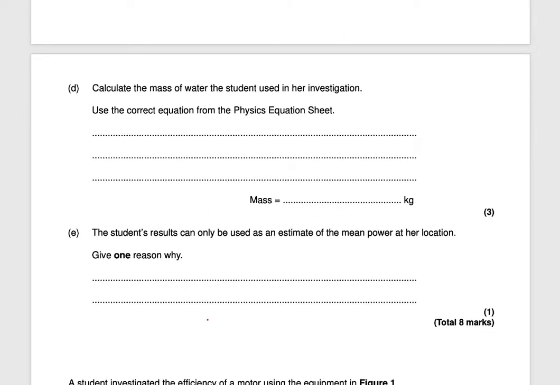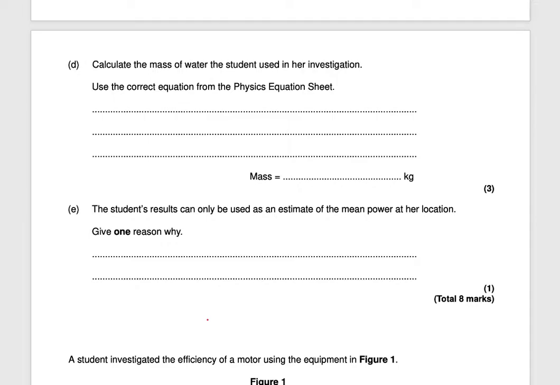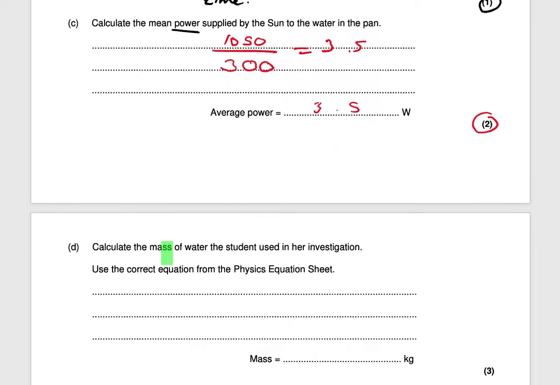Next question, it says calculate the mass of water the student used in her investigation and use the correct equation from the physics equation sheet. So we're given the specific heat capacity, we're given the change in temperature, and we're given the total energy transferred. So what equation are we going to use? We're going to use the specific heat capacity equation. So the thermal energy is equal to the mass multiplied by the specific heat capacity multiplied by the change in temperature.